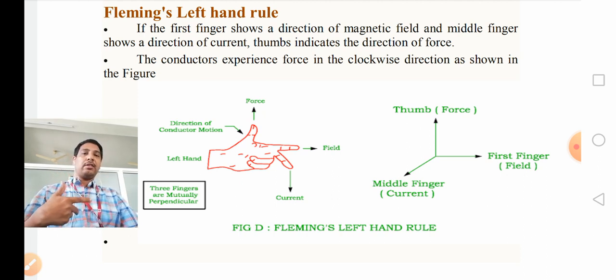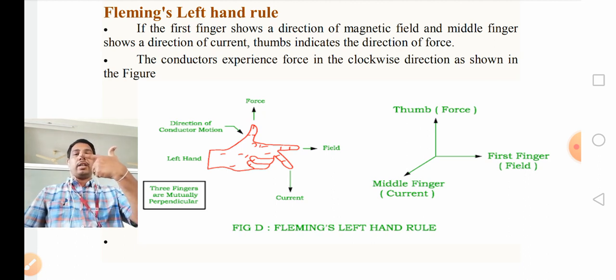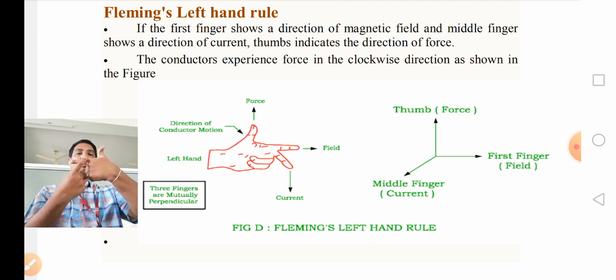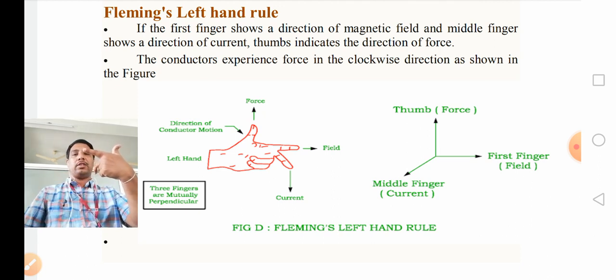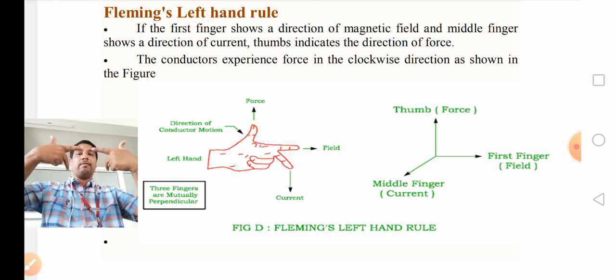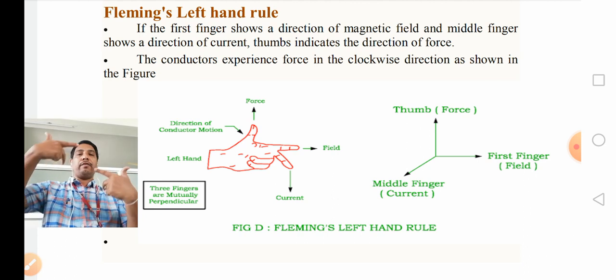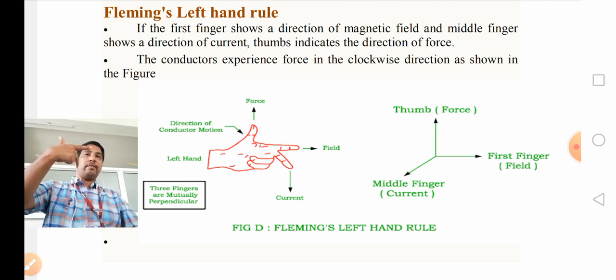But in the case of a generator, for representation of that we are going to use the right hand rule. Here also the thumb indicates the force, and this is the magnetic field direction, and this is the current direction. So that is the basic difference. If you are using the right hand, that is the right hand rule, and if you are using the left hand, it should be the left hand rule.